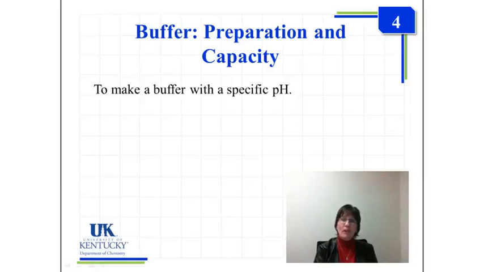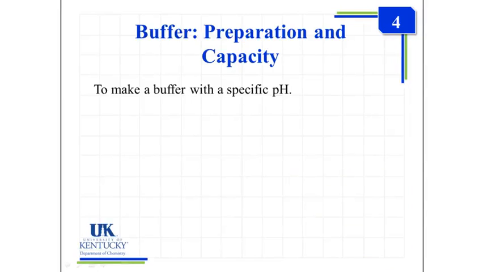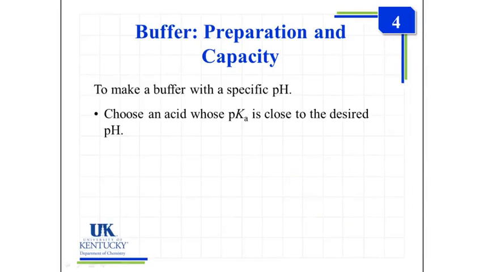We're ready for our next learning objective, and as it says here on the screen, we are going to be talking about buffering capacity and how to prepare a buffer of a specific pH. Well, to do this, you first have to choose the right substances to be a part of that buffer. And you want to choose an acid whose pKa value is close to the desired pH you're looking for. Now, why would that be?